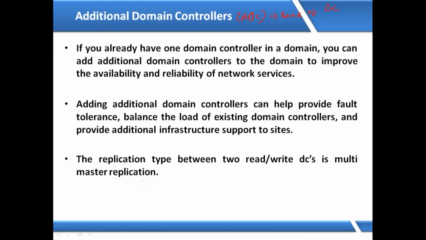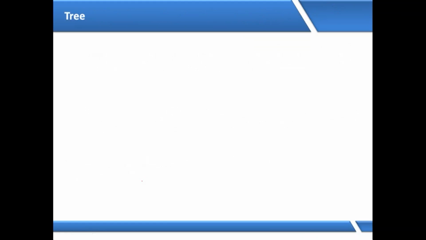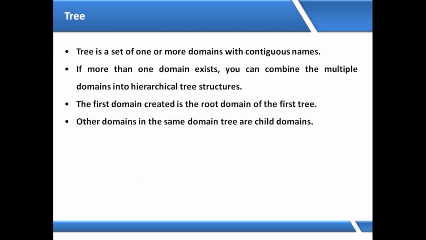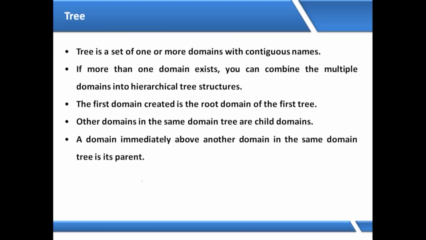Okay, so this is about your ADC. Now come to the tree. A tree is a collection of multiple domains. It can be with contiguous domain names or without. Contiguous means if the parent name appears in the child domain name. Non-contiguous means the parent name does not appear in the child domain name. If you have more than one domain, the collection of multiple domains is called a tree. The first domain is called the root domain or the parent domain.